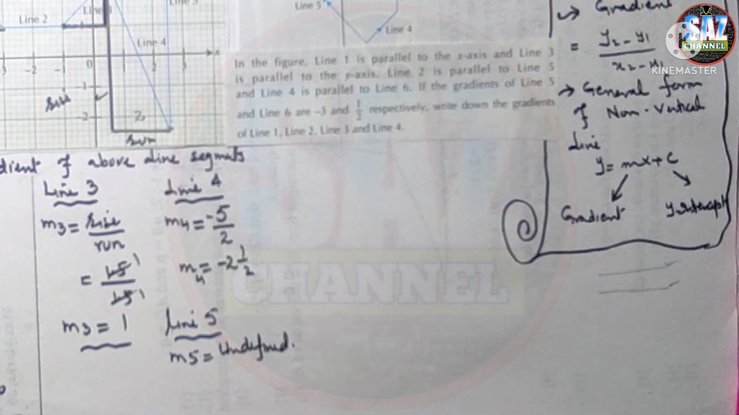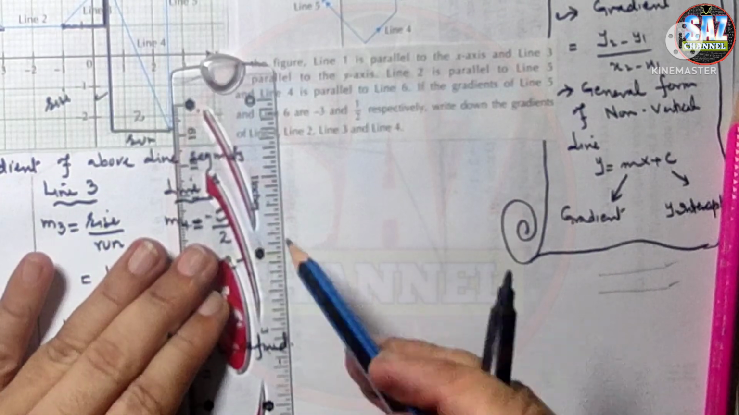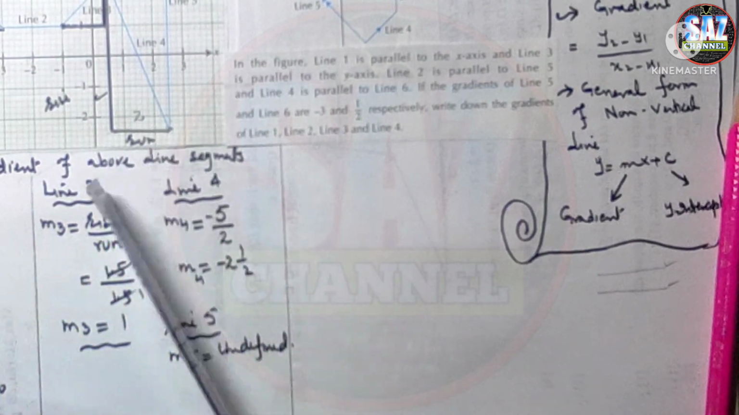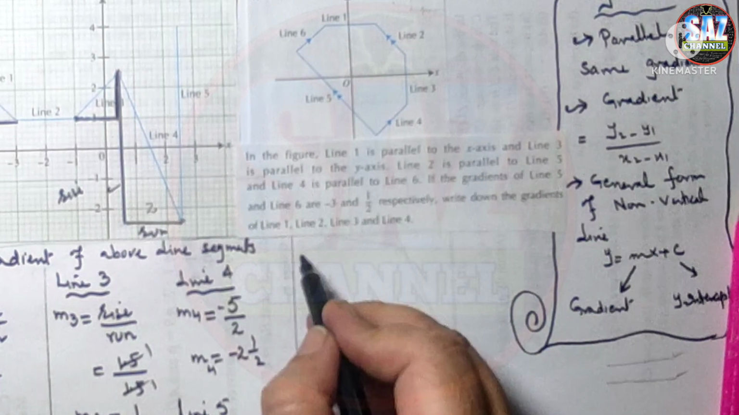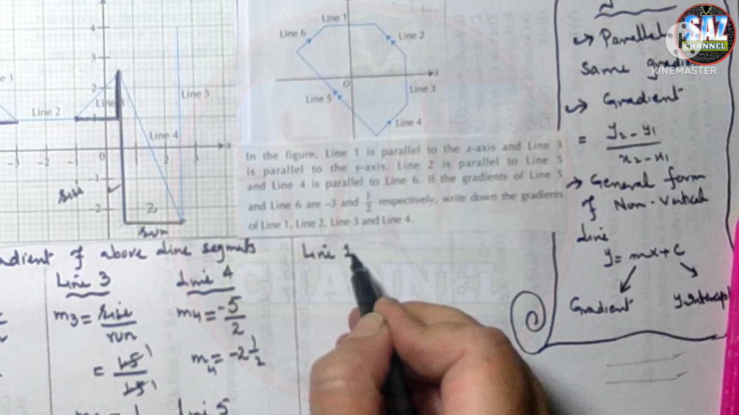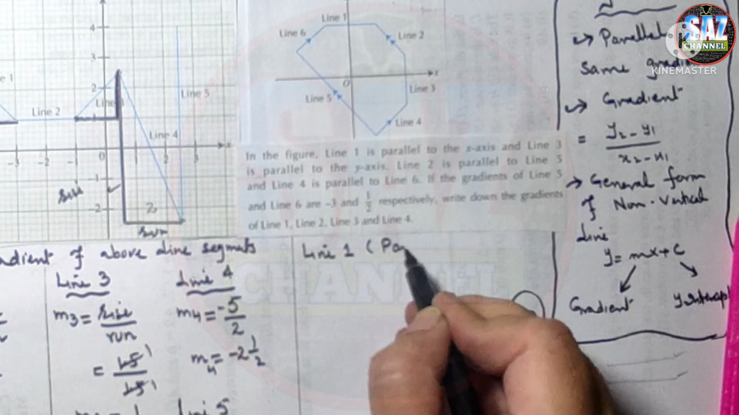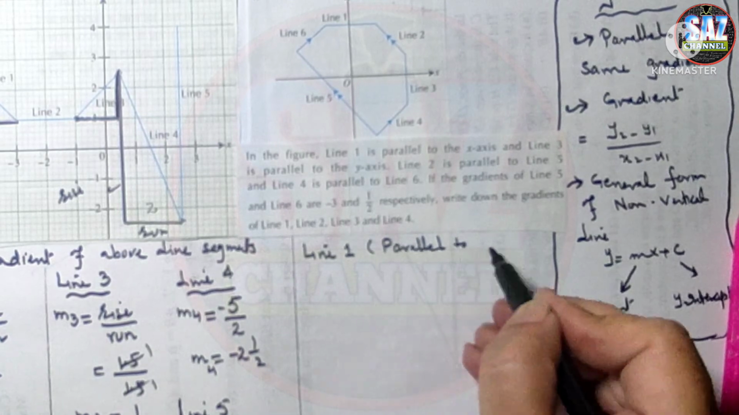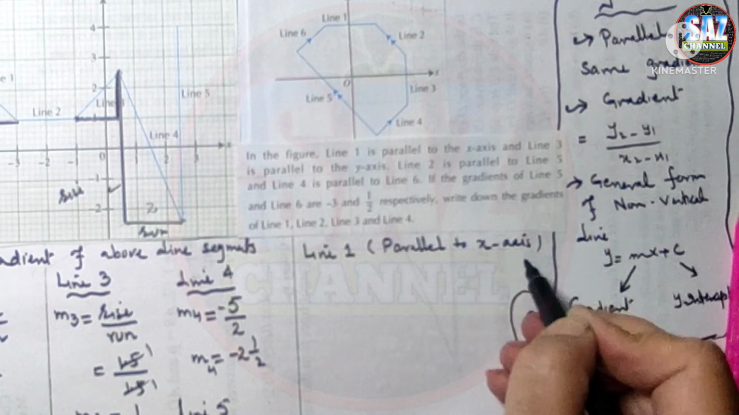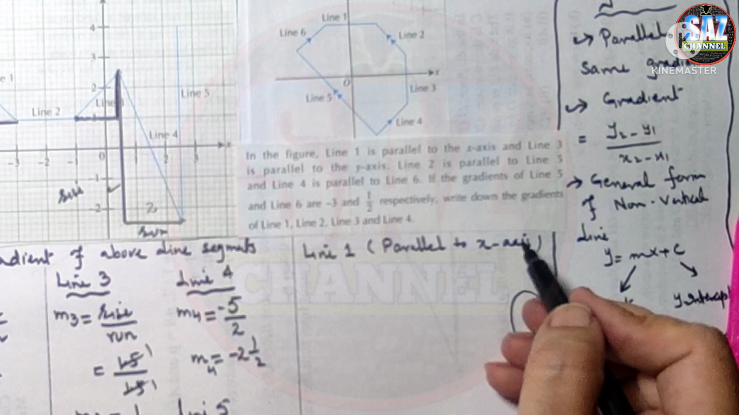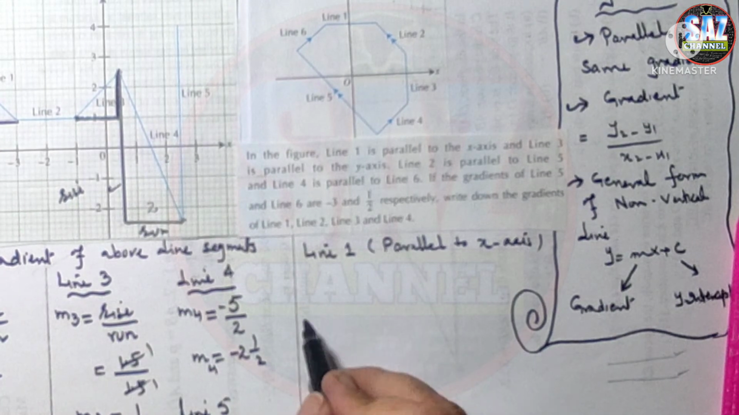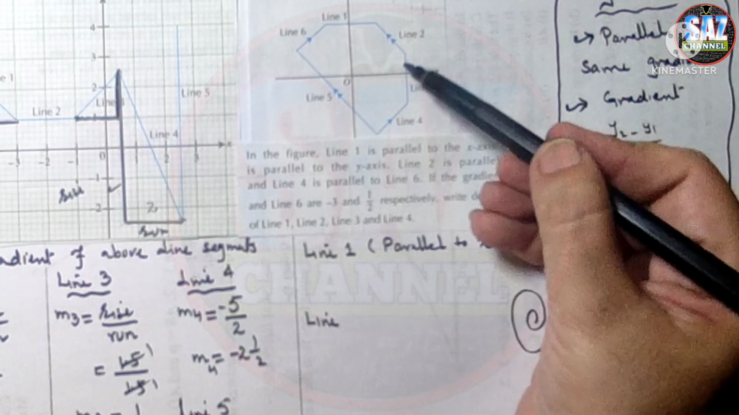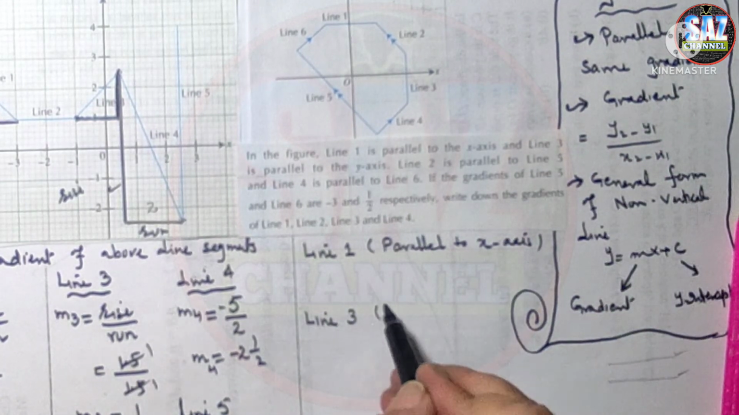I hope you are really clear about this question, and let's move to the next question. First let's read the question properly. Question says that in the figure, line 1 is parallel to x-axis. It's always good to write down small information. Line 1 is parallel to x-axis, and line 3 is parallel to y-axis.